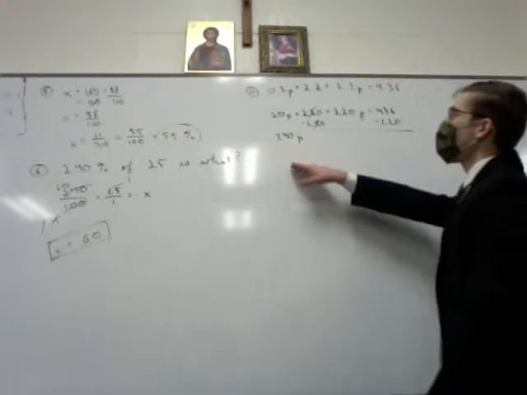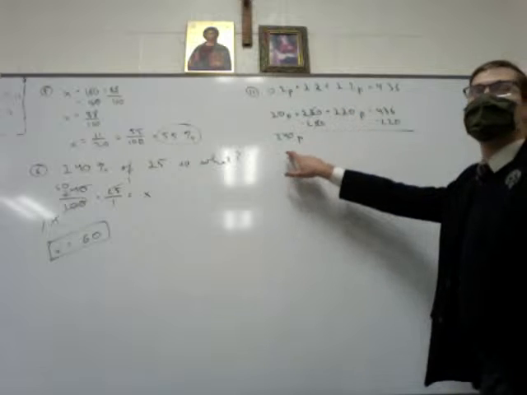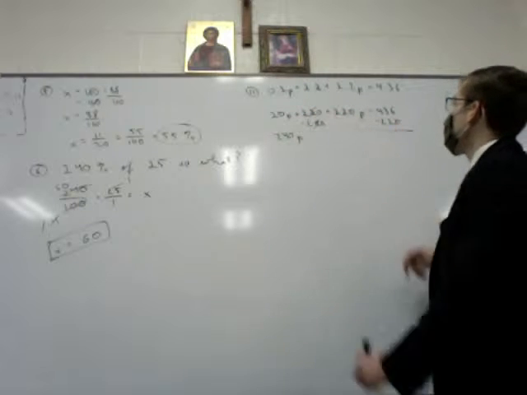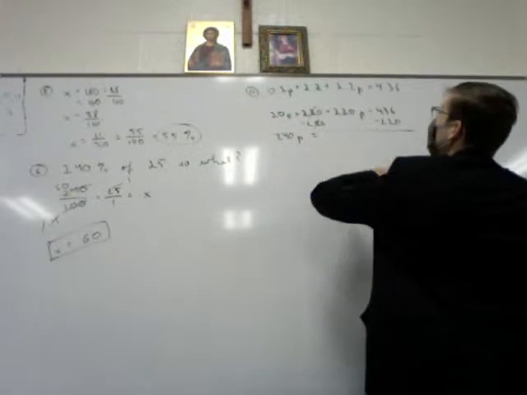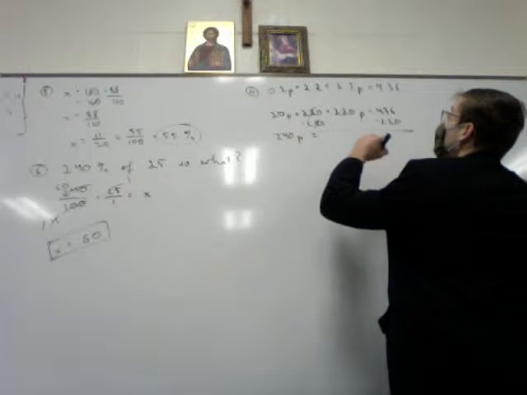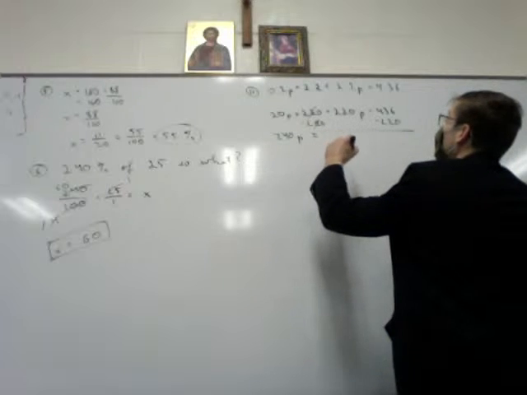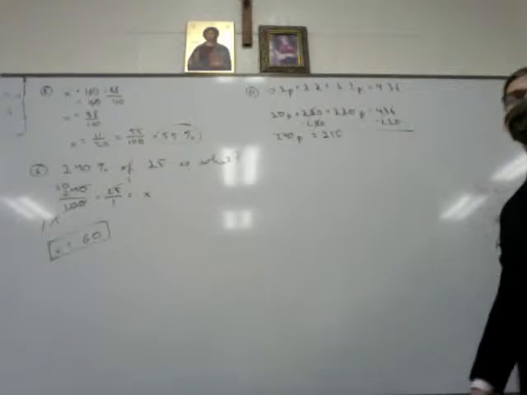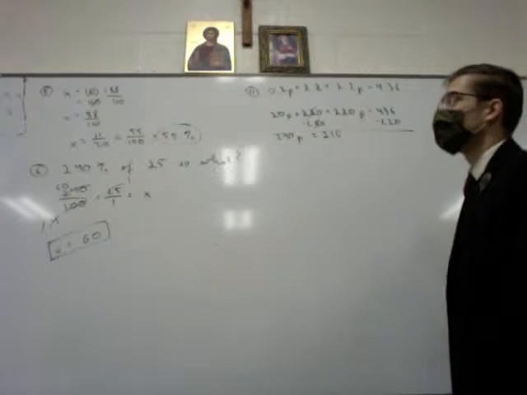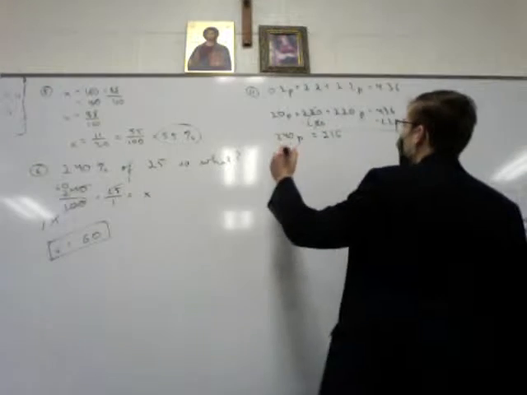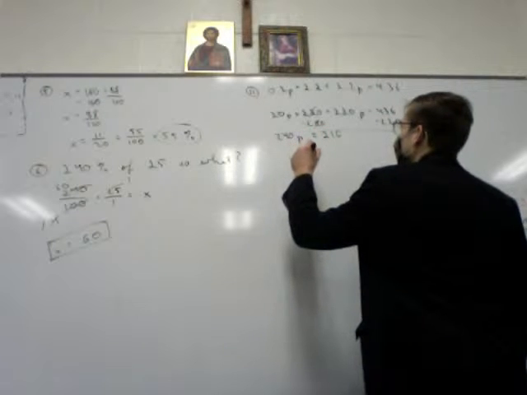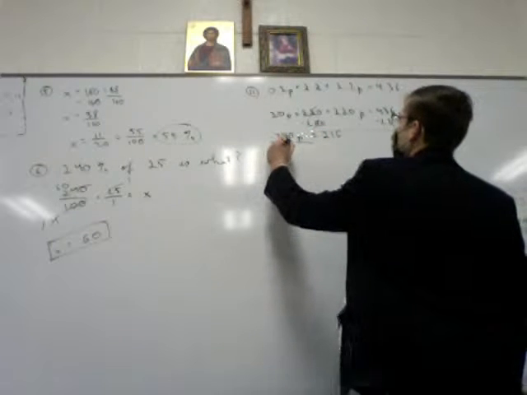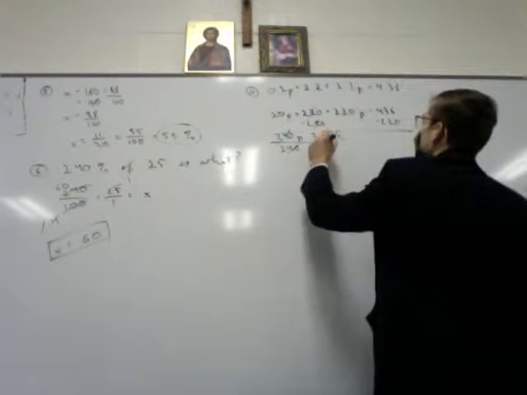Yeah, so we can combine our like terms. 20p plus 220p gives us 240p. Then you can subtract 220 from each side. We get 240p equals 216. Yes, 216. Now what do we do? Divide by 240 to get p by itself. All right, 216 over 240.